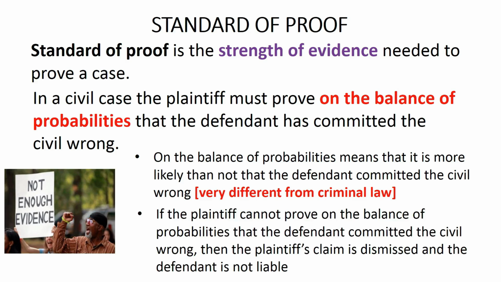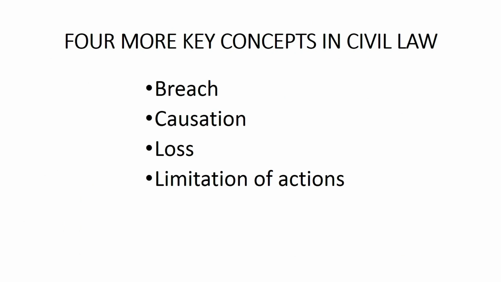If the plaintiff can't prove on the balance of probabilities that the defendant committed the civil wrong, then the plaintiff's claim is dismissed and the defendant is not liable for that civil wrong. This brings us to four concepts that are relevant to most kinds of civil law. These concepts are breach, causation, loss, and limitation of actions.